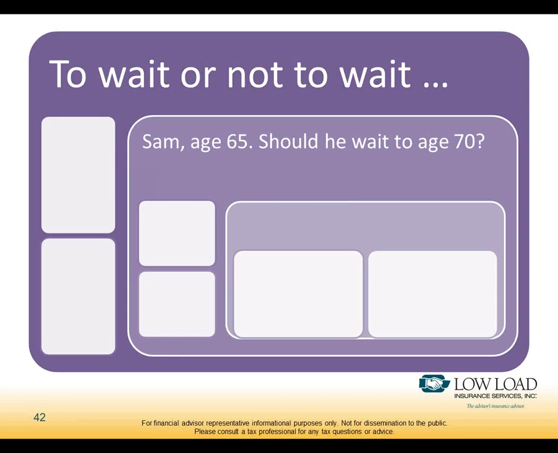So probably the most common question I get asked right now with immediate annuities is whether to wait or not to wait to buy them. So let's go through an example. Sam, who is age 65, should he buy his immediate annuity today, or should he wait till he turns 70? Well, the question is really, how much do interest rates have to increase in order for Sam to break even?